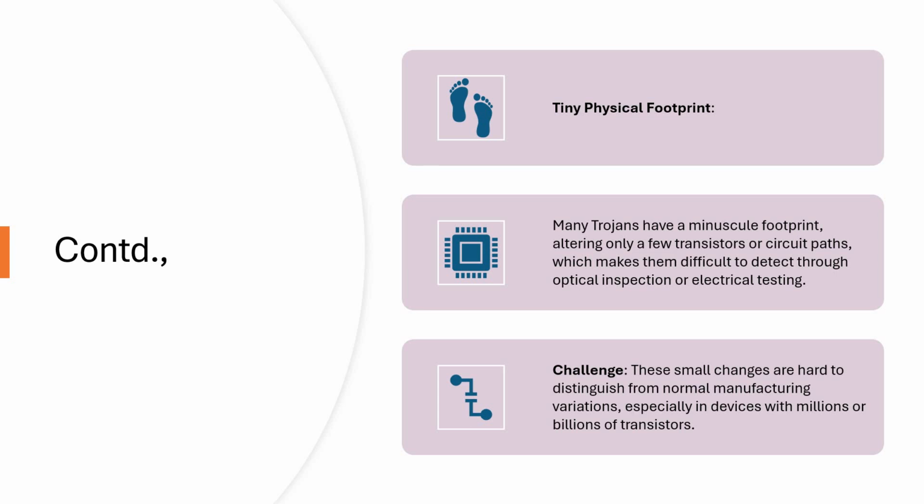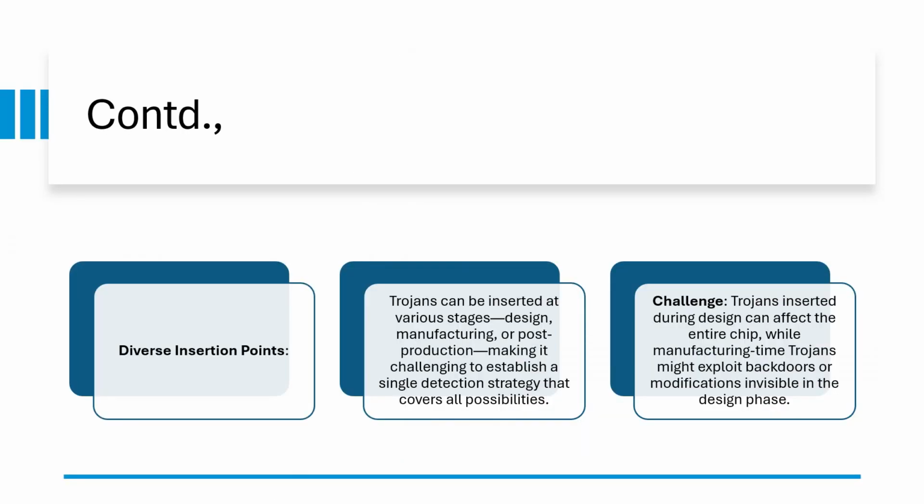The tiny physical footprint is another major challenge thrown at us. Many Trojans have a very small, minute footprint, and can alter only a few transistors or circuit paths. That is very difficult for us to detect through optical inspection or electrical testing. The main challenge here is that small changes are very hard to distinguish from normal manufacturing variations, particularly in devices with billions of transistors. It's going to be super challenging.